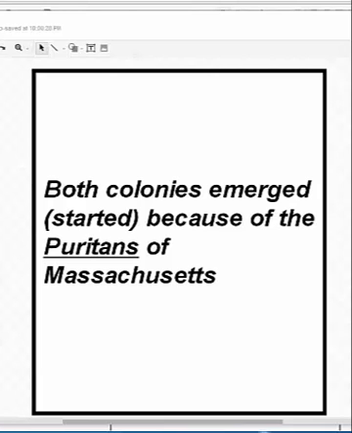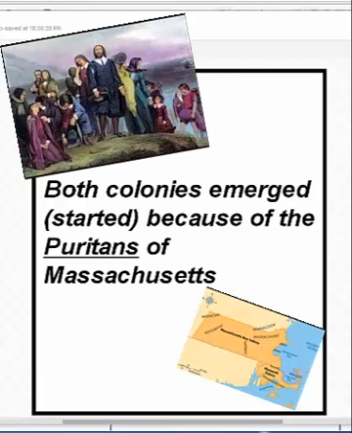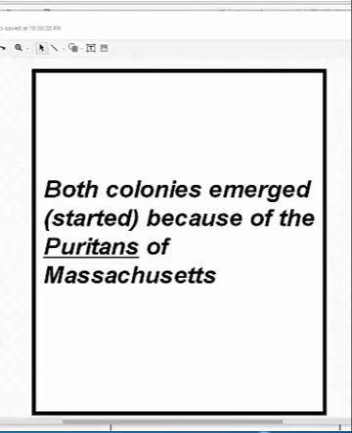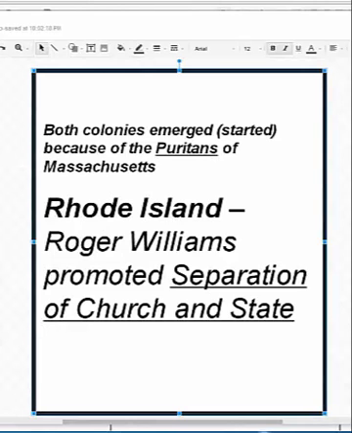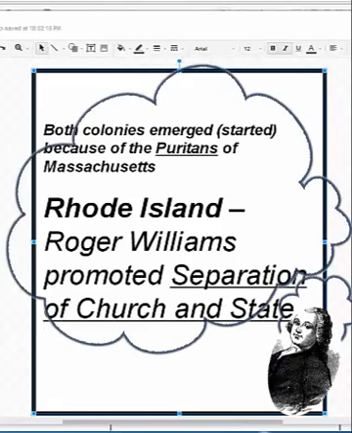Both colonies emerged or started because of the Puritans who were in Massachusetts. Remember, the Puritans wanted to purify the Church of England, and the Dutch are from New York. Our first important colony in this area is Rhode Island. Rhode Island was started by Roger Williams, who promoted the idea of separation of church and state.